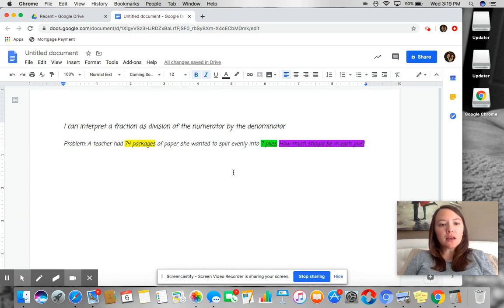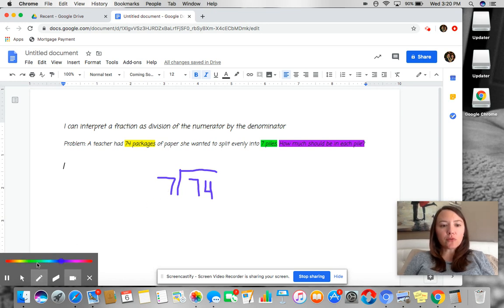So I know that I have the total, which is 74 packages of paper. This is my total, or it also can be called your dividend. This is the whole amount, the total that I have. So again, this should be bigger than my answer. Anytime I'm dividing, my answer should be smaller than what I started with. So I'm going to divide that by 7 because that's how many piles I want to create, and that is also called my divisor. So now I'm going to just walk through my division steps.